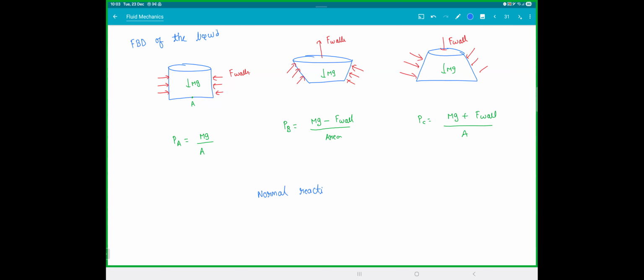So normal reaction on the floor will be the same because all have the same weight. I hope you're getting the difference. So pressure is not normal reaction by area. The pressure on the base is the force on the base by area. So the force on the base also includes the force due to the walls. Are you clear with this?